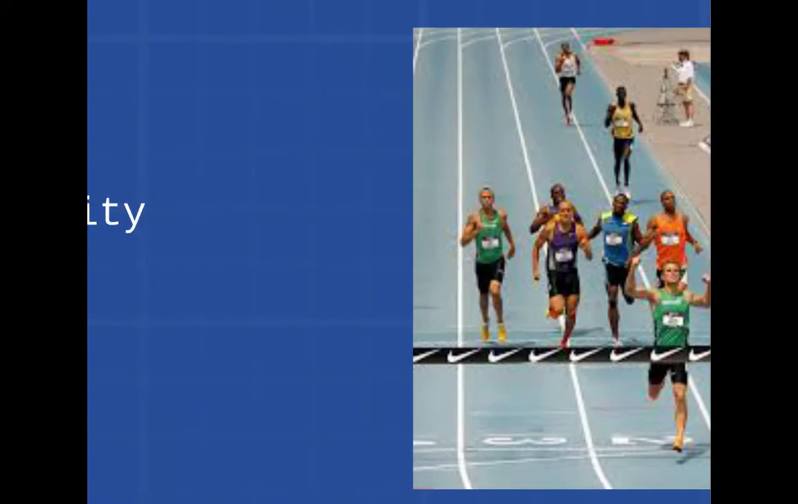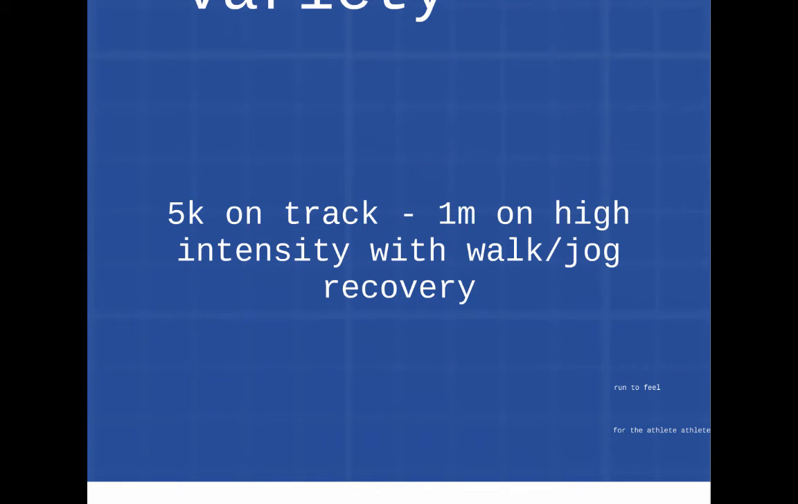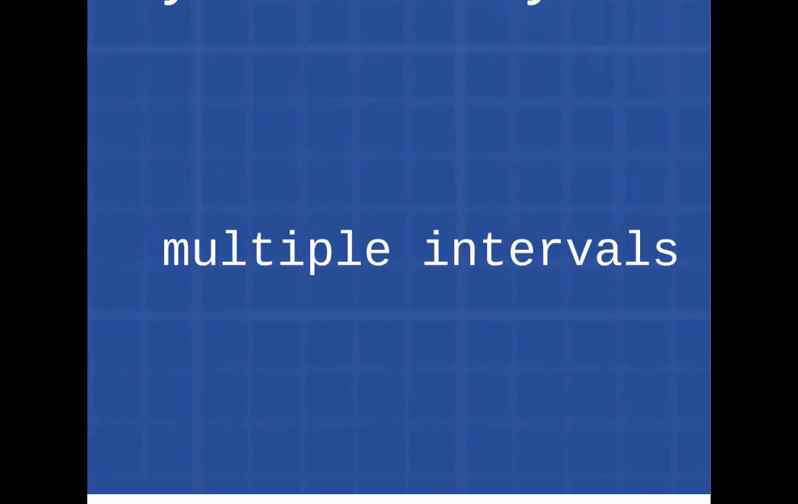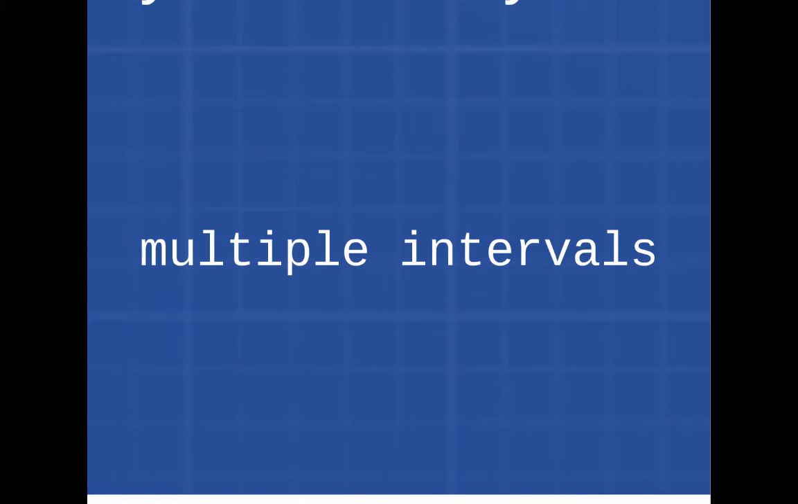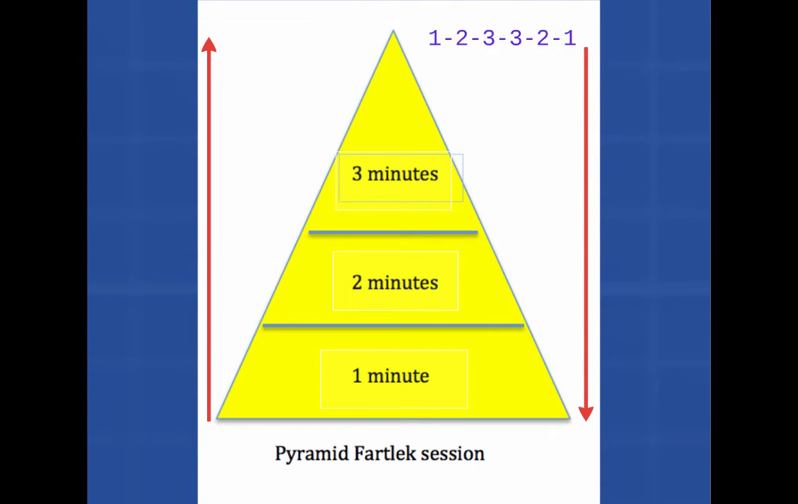Compared to the athlete training for a 5K event, they would run at high intensity for 1 minute with a walk or slow jog recovery. The athlete for both of these events would perform multiple intervals of these over differing time periods and intensities. Example of these could be the 1-2-3, 3-2-1 or pyramid workout.